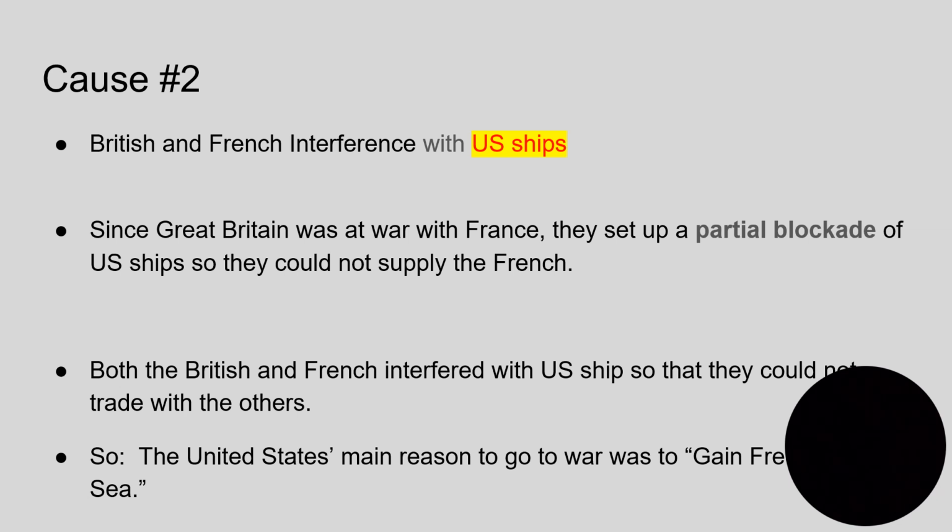The United States depended on their international trade, and both countries, Great Britain and France, were not allowing this to happen. So the United States' main reason to go to war was to gain freedom at sea. That was the number one driving force. The United States wanted to be able to sail across the Atlantic Ocean and trade to continue their economy and build their profits. And this wasn't happening. So the number one cause was to gain freedom at sea.